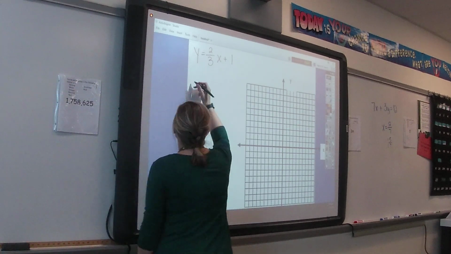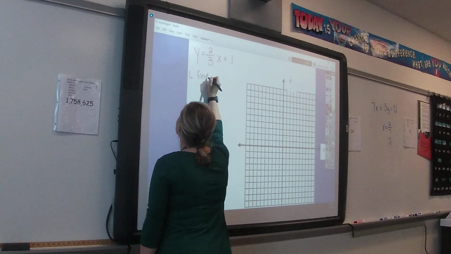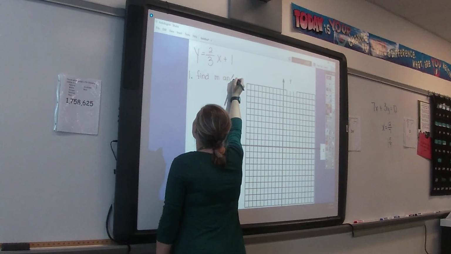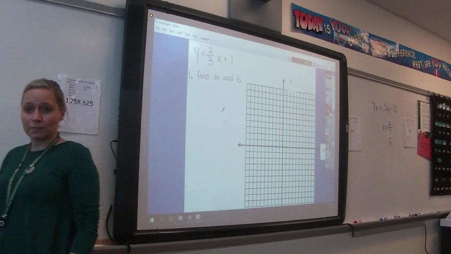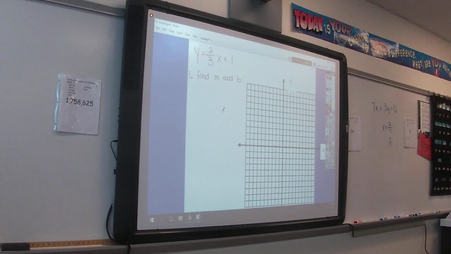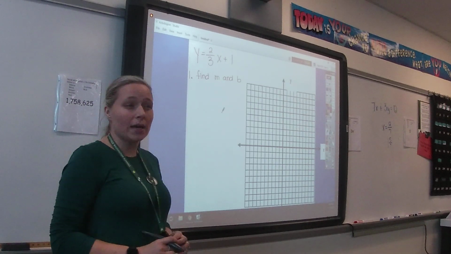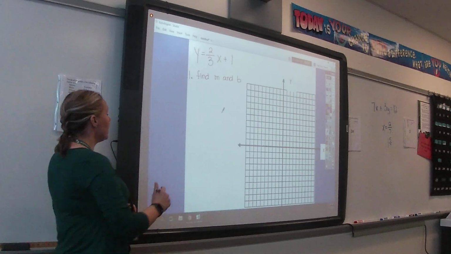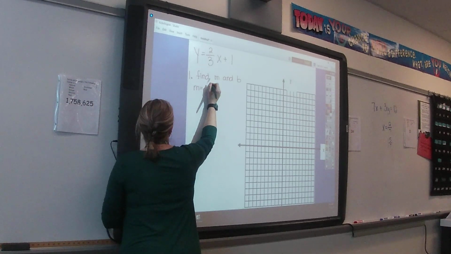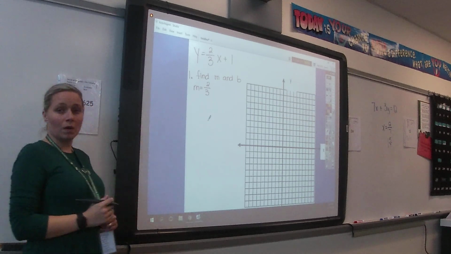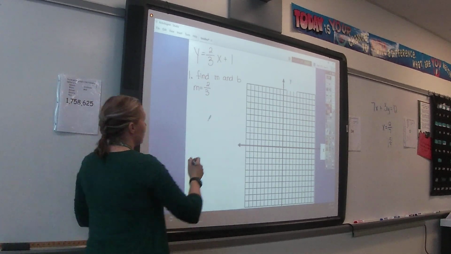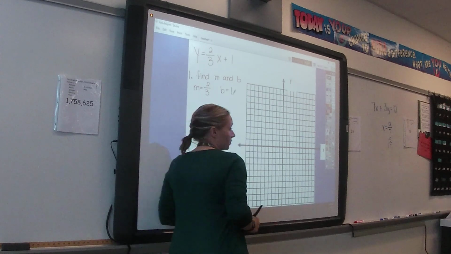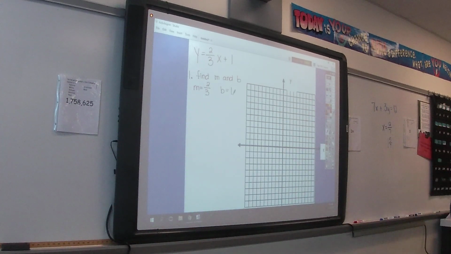So first step that I'm going to give you is we want to find M and B. So that's what we were just practicing. What does M equal in this equation up here? M equals 2/3. And what does B equal? B equals 1. Stop me at any point if you're like, holy cow, Mrs. McKinney, I don't know what you're talking about. Slow down.